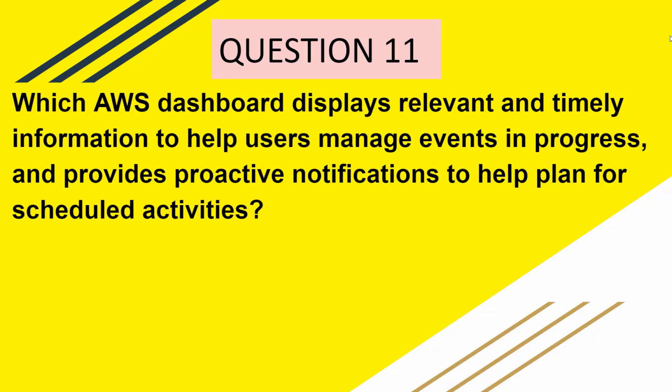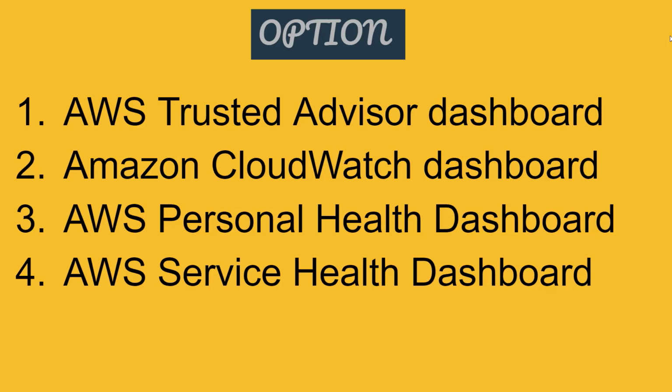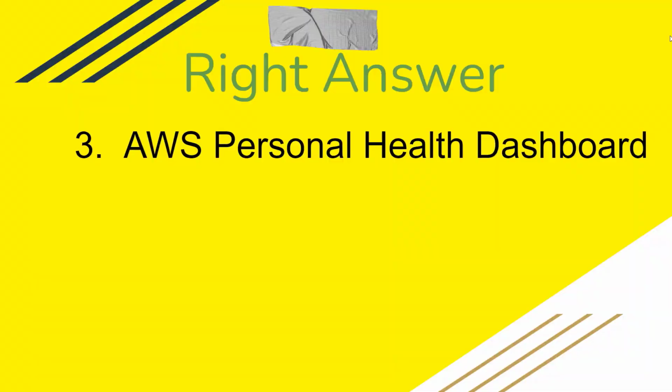Question 11. Which AWS dashboard displays relevant and timely information to help users manage events in progress and provides proactive notifications to help plan for scheduled activities? Option 1. AWS Trusted Advisor Dashboard. 2. Amazon CloudWatch Dashboard. 3. AWS Personal Health Dashboard. 4. AWS Service Health Dashboard. Right answer is 3. AWS Personal Health Dashboard.